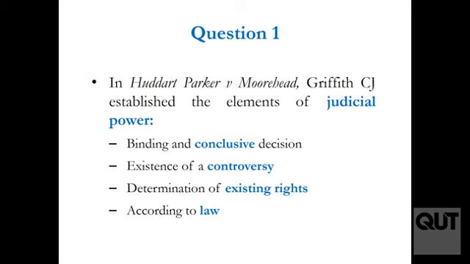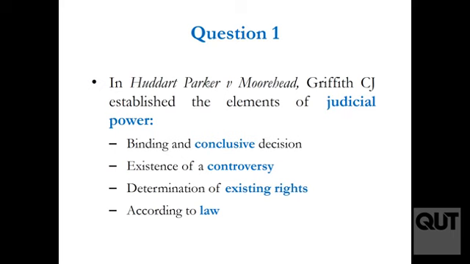The first thing we need to do, like I said, is work out whether the power is judicial or non-judicial. And in order to do that, we need to go through these criteria or elements of judicial power that were set out by Chief Justice Griffith in the famous case of Huddart, Parker and Moorhead. So the elements are, there's got to be a binding and conclusive decision. There has to be a controversy. What I mean by that is the High Court, our High Court in Australia, can't give opinions. So there's got to be a dispute between two parties.